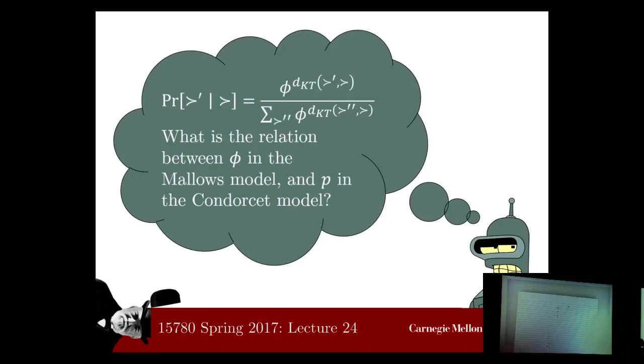Right, so this would be close to 0. In fact, if you take phi equals (1 minus p) over p, then you actually get an equivalence between the two models.